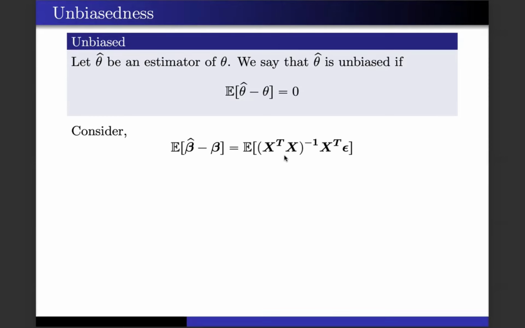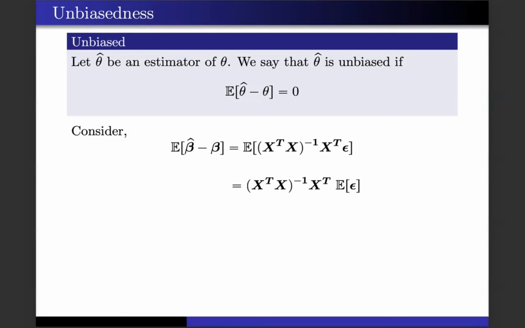Perfect. So now if we look at the matrices inside the expectation sign, we have (x transpose x) whole inverse x transpose times epsilon. Now the matrix that involves x would be a fixed quantity. X is deterministic. And since it is deterministic, we can just pull it out of the expectation sign. And this is what we get.